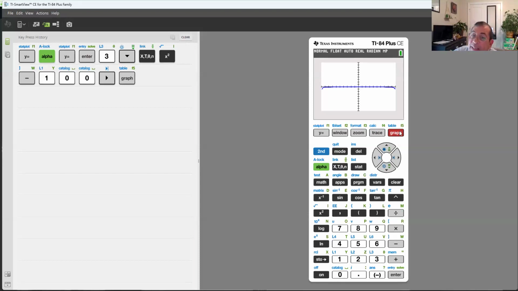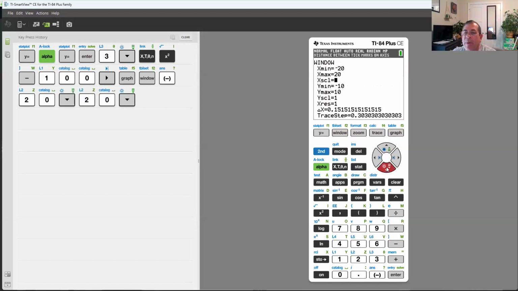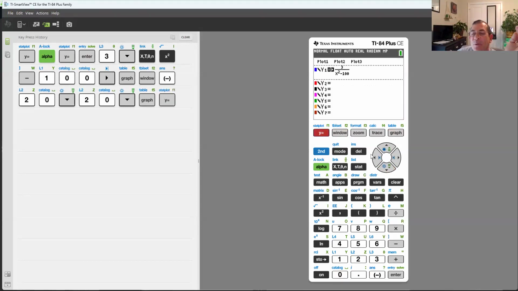So if I wanted to see more values, I could go to my window, and instead of the x's going to negative 10 and 10, I could do like negative 20 to 20. I'm not worried about the y values. Now when I hit graph, oh, it's still jacked up looking, because they're not making those asymptotes all the way down, y'all. So my numbers were pretty big with that 100 here.